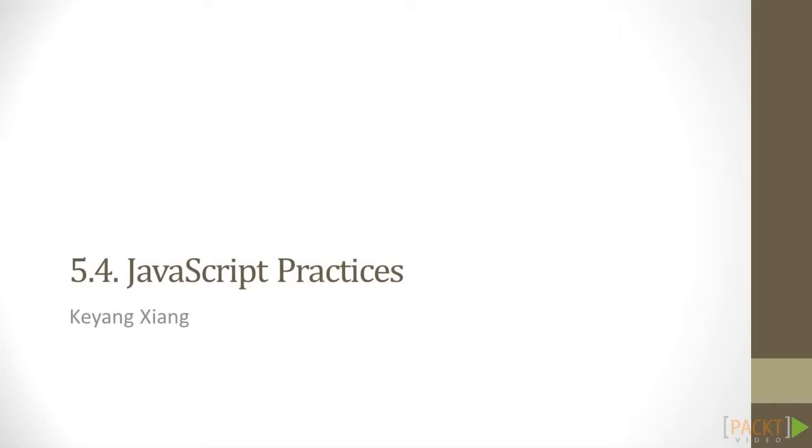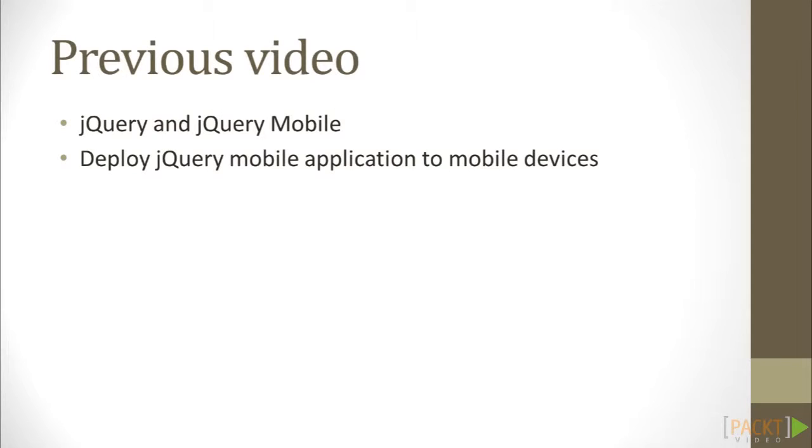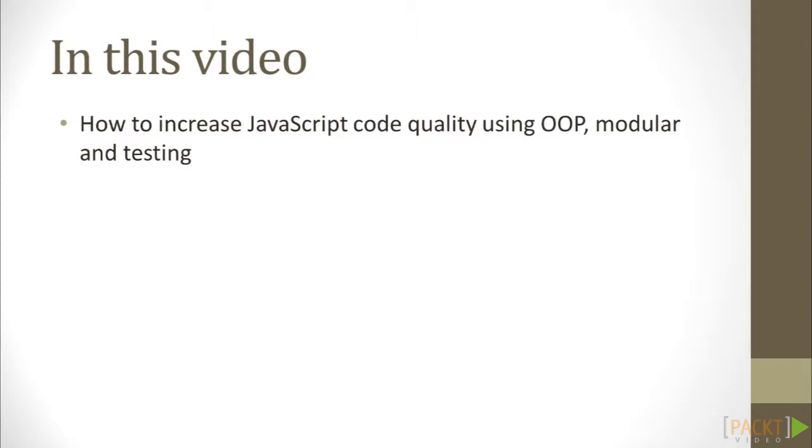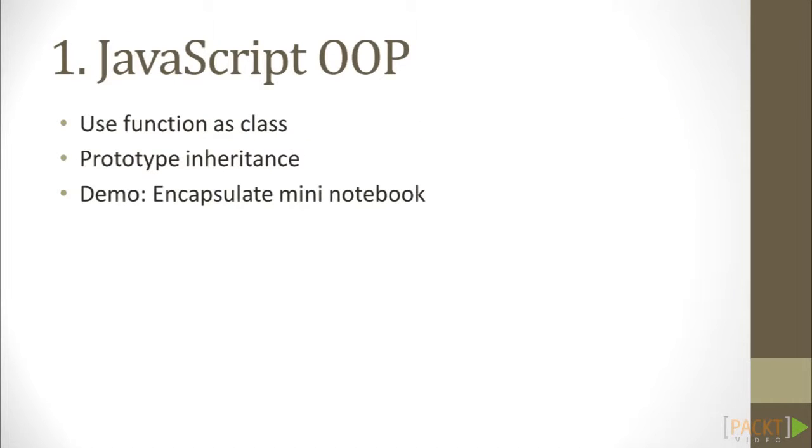In the previous video, we developed a mini notebook, which is a jQuery mobile application. In this video, we will mainly focus on how to increase the quality of our project and demonstrate this with the mini notebook app. JavaScript is not like most object-oriented languages, which have explicit class definition. In JavaScript, a class is defined as a function, and its prototype is used for inheritance. Now we will refactor the mini notebook app to use OOP.